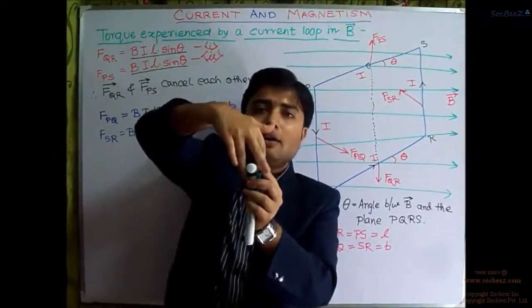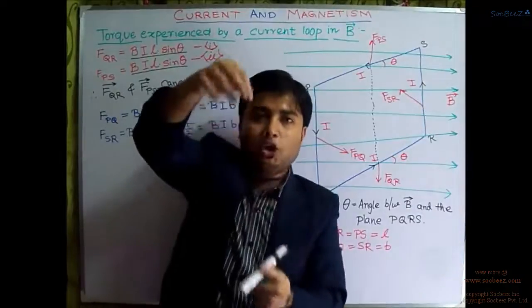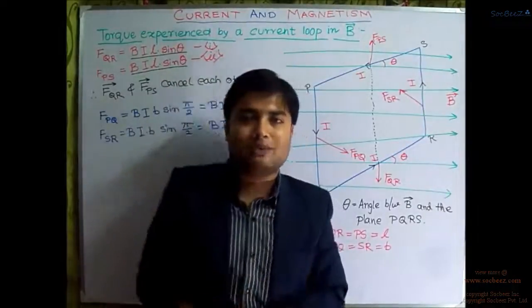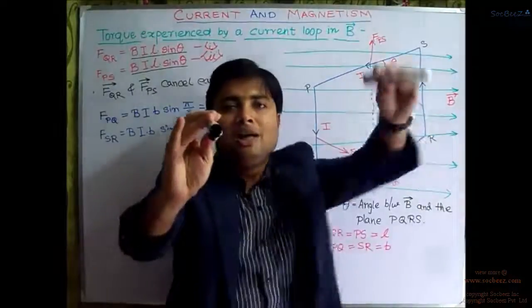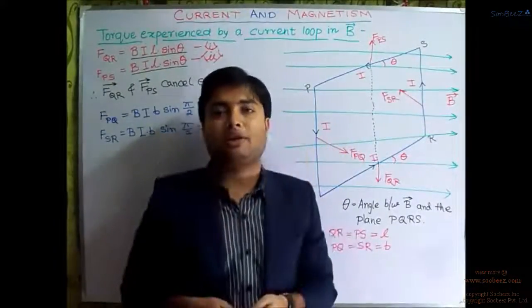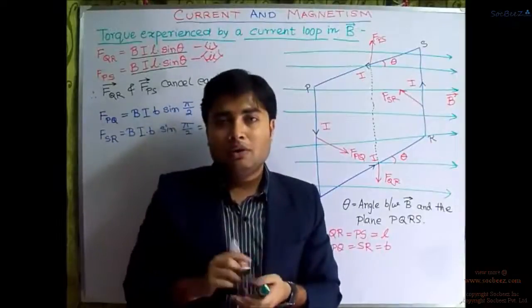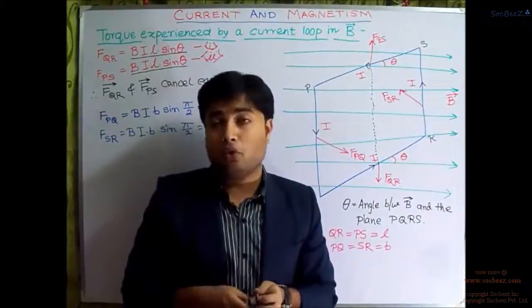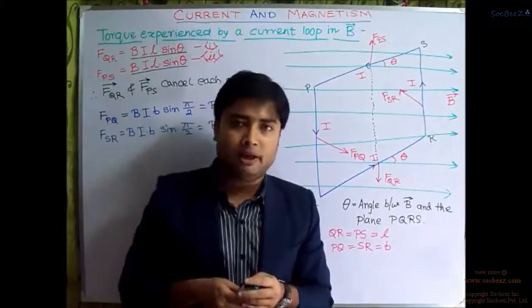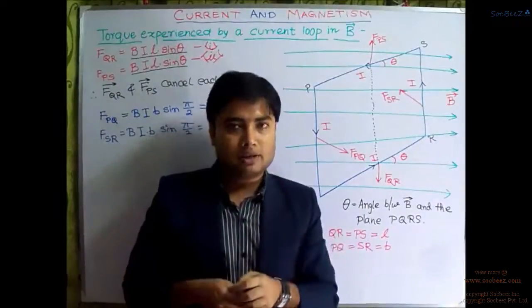Why? The magnitude of this is equal to the magnitude of this, which means the magnitude of force in this direction is equal to the magnitude in this direction. If they cancel out, then there will be no force. If there is no force, there will be no work. Then how is it happening? It is as simple as that.